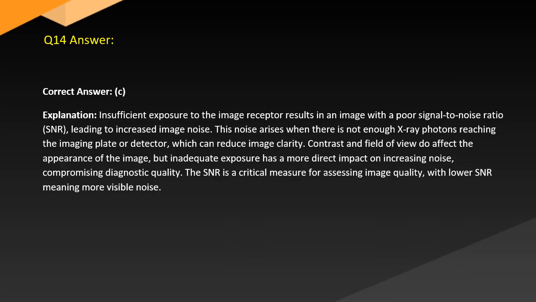Answer. Correct answer C. Explanation. Insufficient exposure to the image receptor results in an image with a poor signal-to-noise ratio (SNR), leading to increased image noise. This noise arises when there are not enough X-ray photons reaching the imaging plate or detector, which can reduce image clarity. Contrast and field of view do affect the appearance of the image, but inadequate exposure has a more direct impact on increasing noise. Diagnostic quality. The SNR is a critical measure for assessing image quality, with low SNR meaning more visible noise.